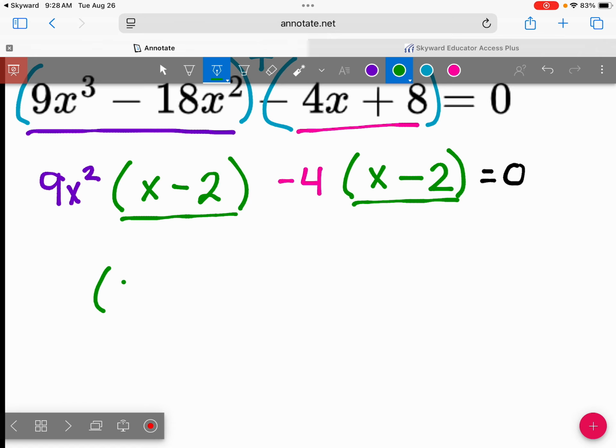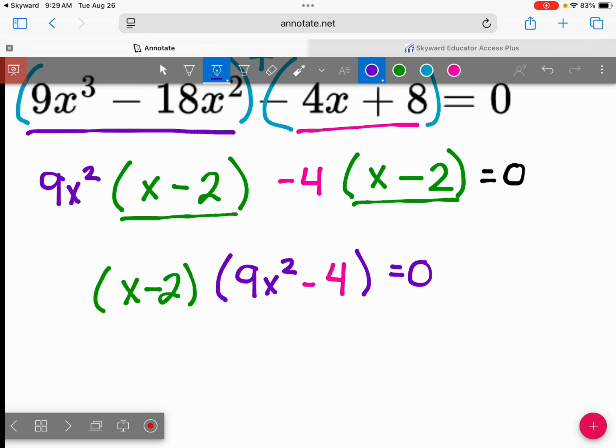I tend to put that one in front. So we've got our x minus 2. And then all those leftover pieces are going to go together. We're going to have our 9x squared and that minus 4 equals 0. Now what should we do? It's a difference of squares.